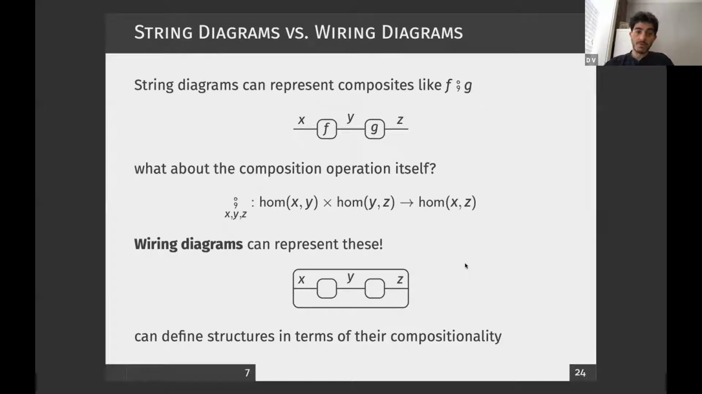There's two differences. One is that in wiring diagrams, the inner boxes are left empty, and one should think of them as slots for arguments that correspond to morphisms of the correct type. And furthermore, there's a circumscribing rectangle corresponding to the output type. So almost viewing these like a Russian doll rather than the final composition. And what's cool about wiring diagrams is they can be used to define structures, like categorical structures, purely in terms of what kind of compositions they allow for.